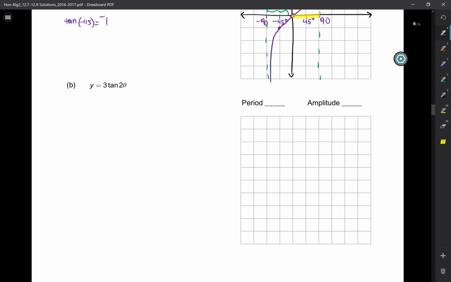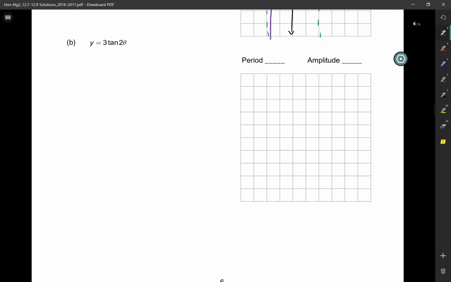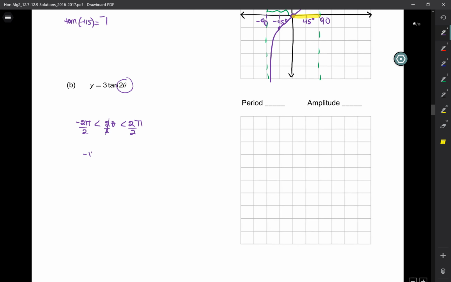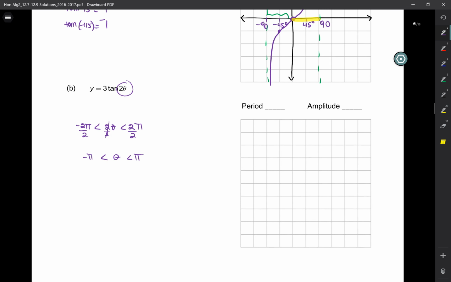Okay, so let's take a look at this one now. Let's do this one from negative 2 pi to 2 pi. We're going to put 2 theta in there. So when we divide everything by 2, we have negative pi, theta, pi. So we're going to start at negative pi and end at pi. Okay, so how much is the period of this one? Period is pi over 2. Wait a minute. Okay, so I made a mistake. I'm sorry, I got carried away. These are wrong.